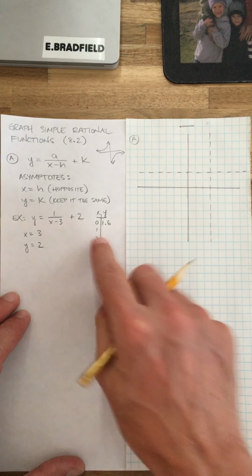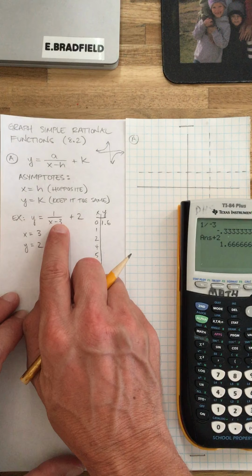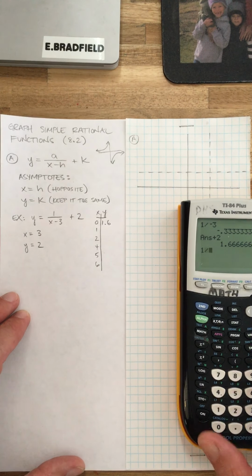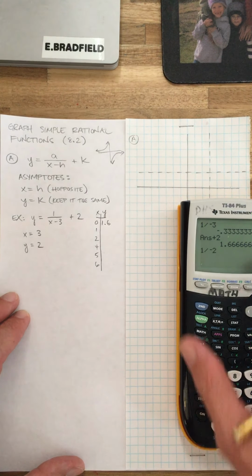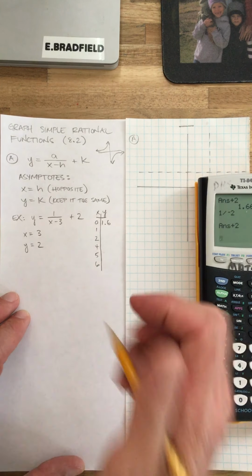All right, then we're going to plug in 1. So that's 1 over 1 minus 3. Well, 1 minus 3 is negative 2. So 1 divided by negative 2, that equals negative 0.5, and then plus 2. So we get 1.5.